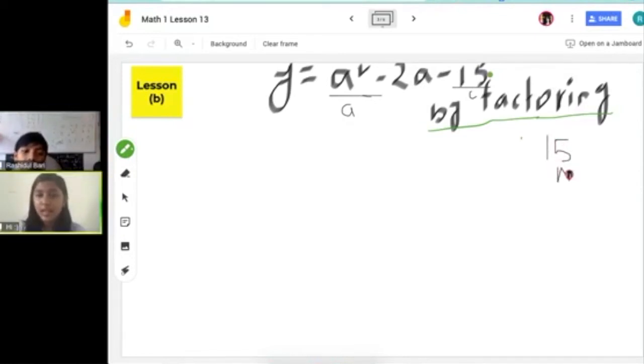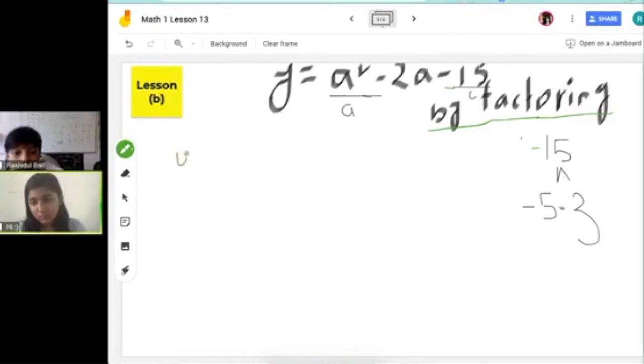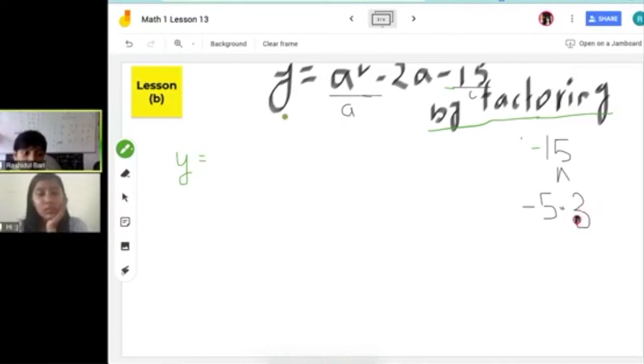So A times C. You find two numbers. Remember, it's negative. So you have to put the negativity. Let's try negative 5 times 3. This works. Yeah, negative 5 and 3.